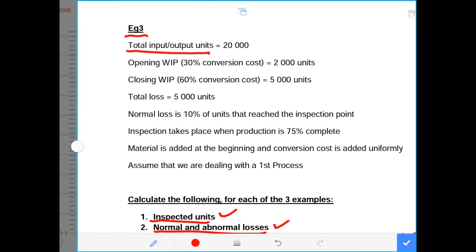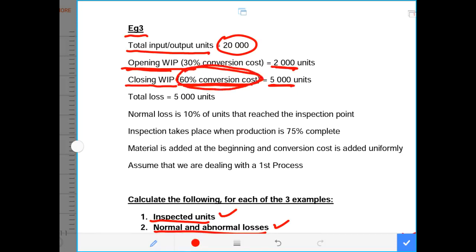Total input and output units, still 20,000 units. Opening work in process 30%. Remember, opening starts from a given percent up to 100%. And there are 2,000 units that were there in the beginning as opening. Then we have closing work in process, which is 60% in terms of conversion cost, and there were 5,000 units still in process, 60% complete with regard to conversion cost.